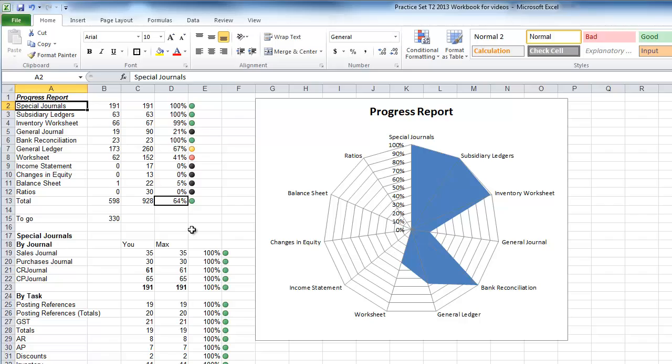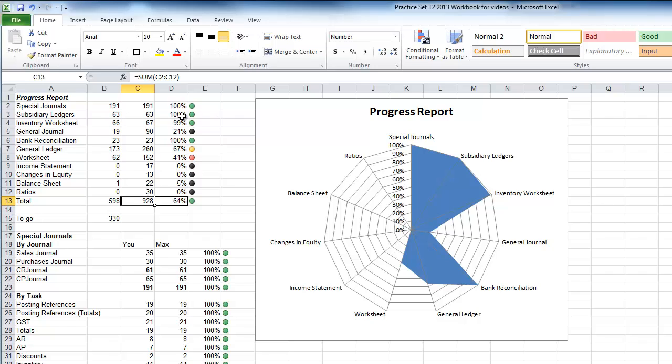You can also look at these in numbers. So in total, if we go down here, we see there's 928 things to this stage that you could potentially be marked on, get points for. And we start with the special journals. They're pretty significant in terms of accounting, and so they make up 191 of the transactions. And here, 191 of the entries. So we've got all of those correct, perfect.